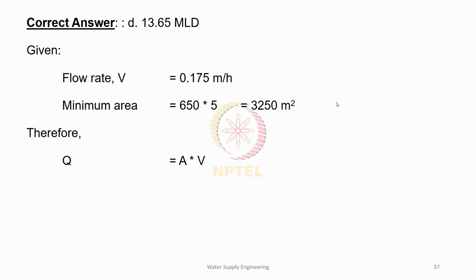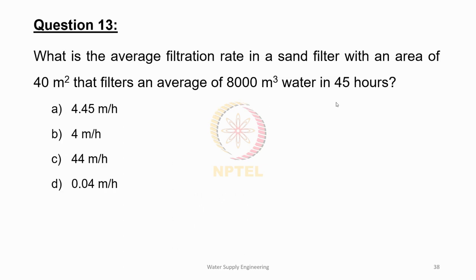So the discharge Q is equal to area into velocity, which is equal to 3250 into 0.175 meter cube per hour, which is equal to 13650 meter cube per day, or 13.65 million liter per day, MLD. Hope that is clear. Moving on to the next question.